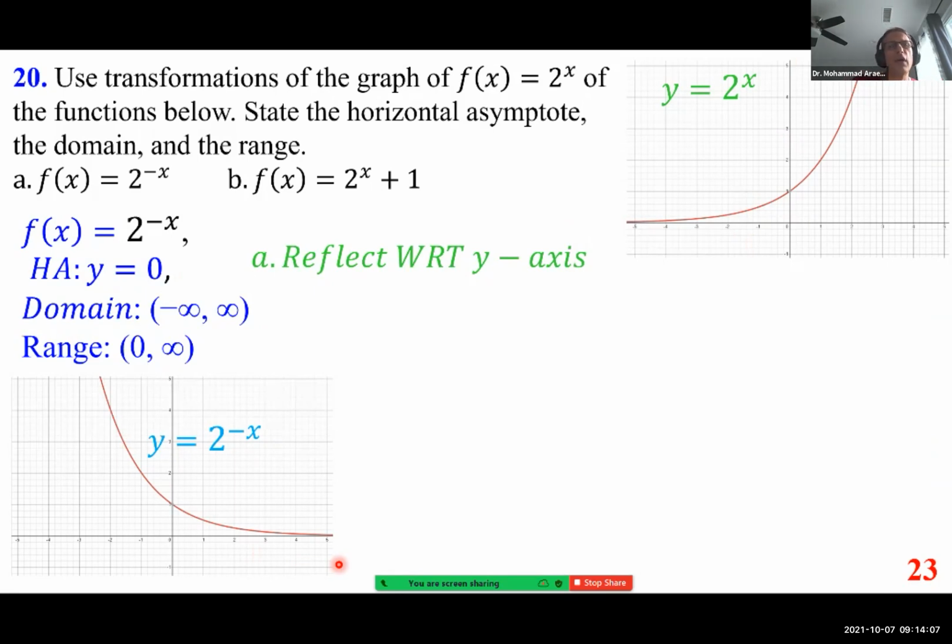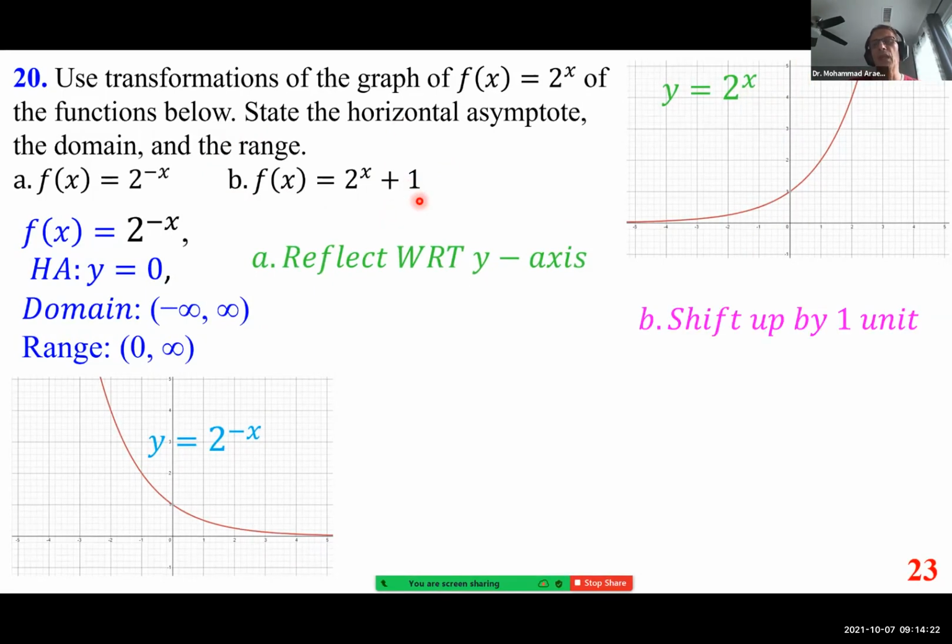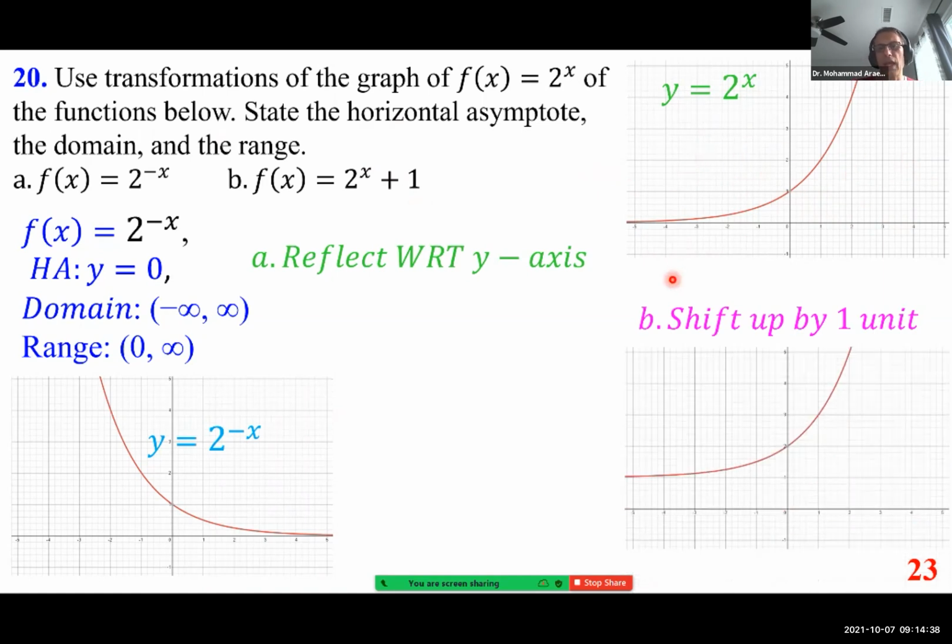Now, as far as part B is concerned, we are looking at the original function y equals 2 to the power of x, one of those functions that we should be familiar with. It moves up by 1, so we shift it up by 1 unit. What happens when you take it up is you change the location of your horizontal asymptote, and it has no effect on the domain, but it changes the range. So take a look at what happens here.